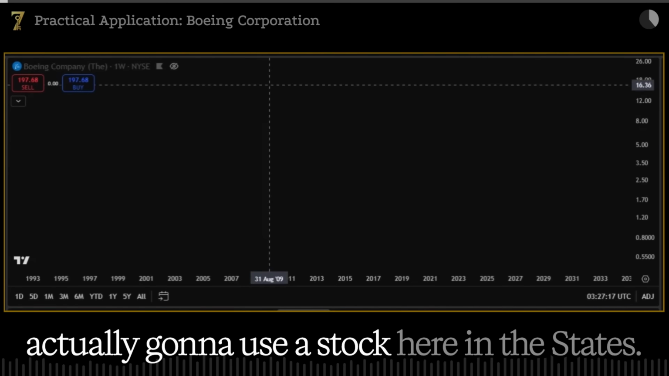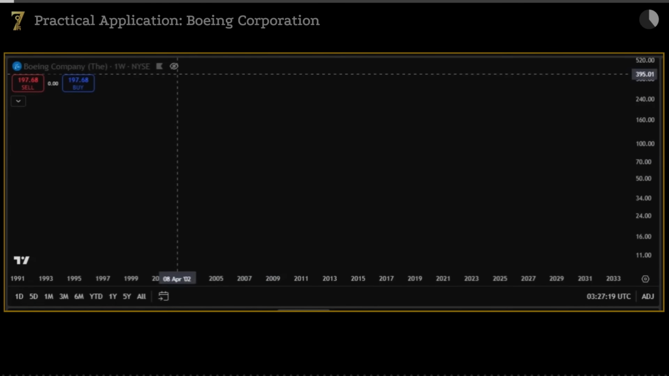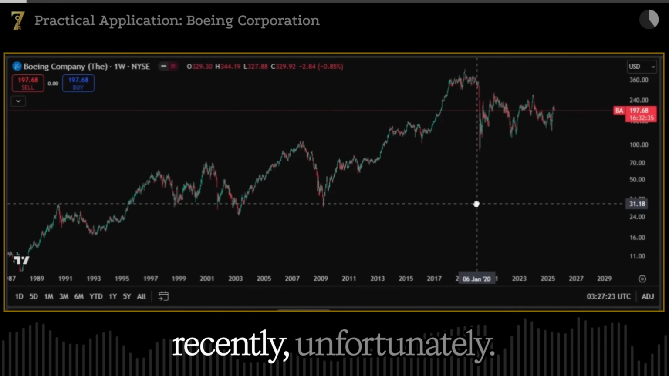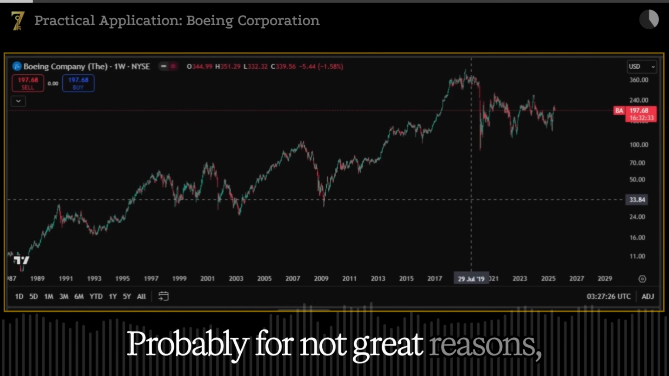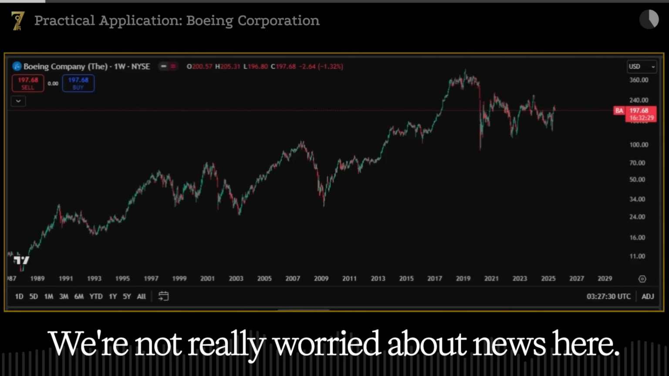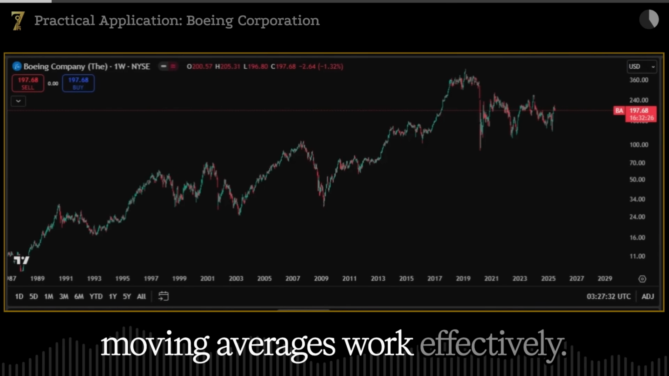And we're actually going to use a stock here in the States. We're going to use Boeing Corporation. All right. It's been in the news here recently, unfortunately, probably for not great reasons, but that's beside the point. We're not really worried about news here. We're worried about how do moving averages work effectively.